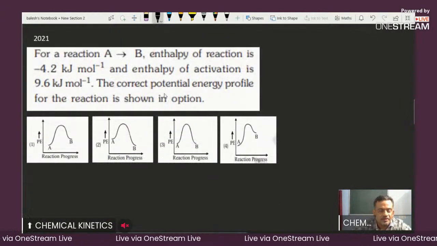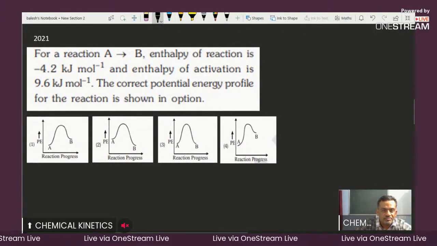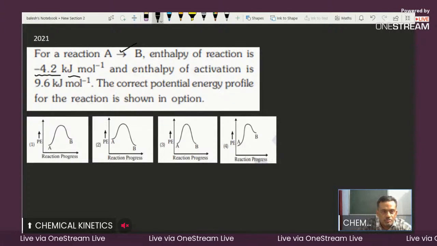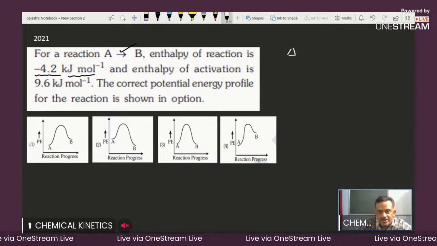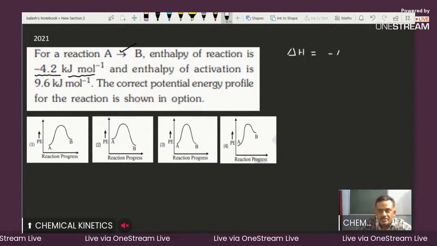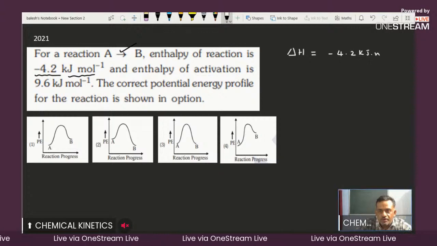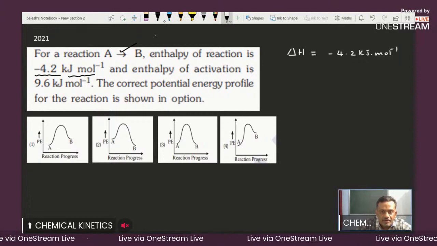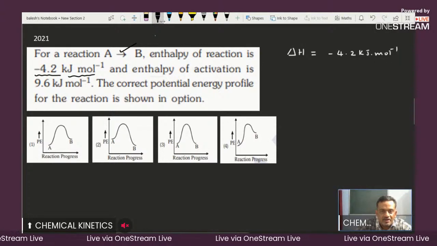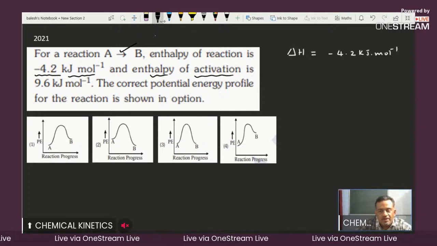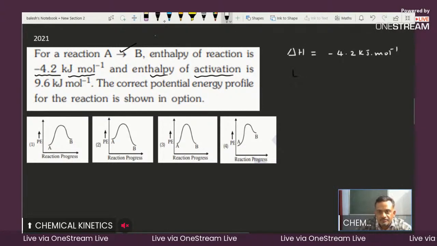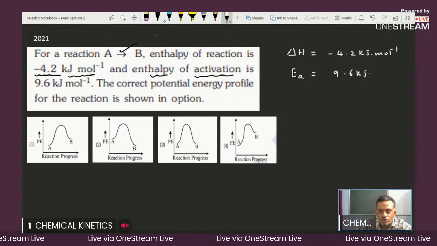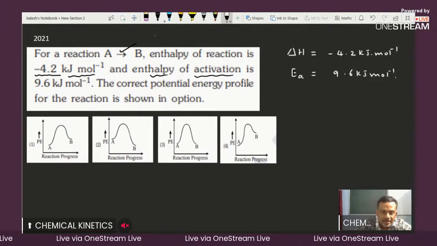Next question. Yeah, 2021. For a reaction A giving B, enthalpy of the reaction is given minus 4.2 kilojoule per mole. Right? Enthalpy of the reaction is written as delta H equal to minus 4.2 kilojoule per mole. So this is the enthalpy of reaction. What next? The next is enthalpy of activation, that is nothing but energy of activation. Enthalpy of activation or energy of activation is how much? 9.6 kilojoule per mole.